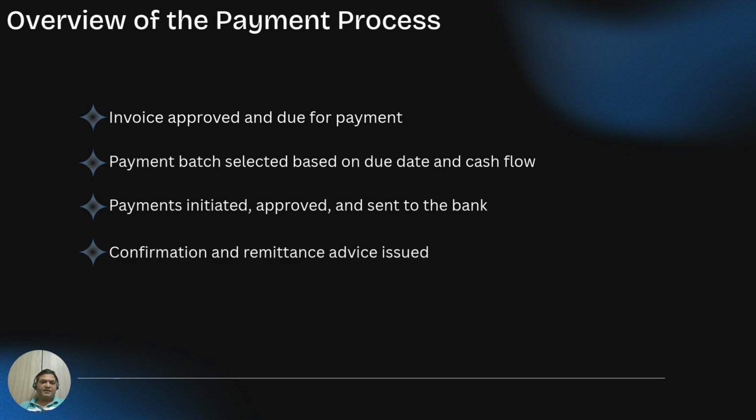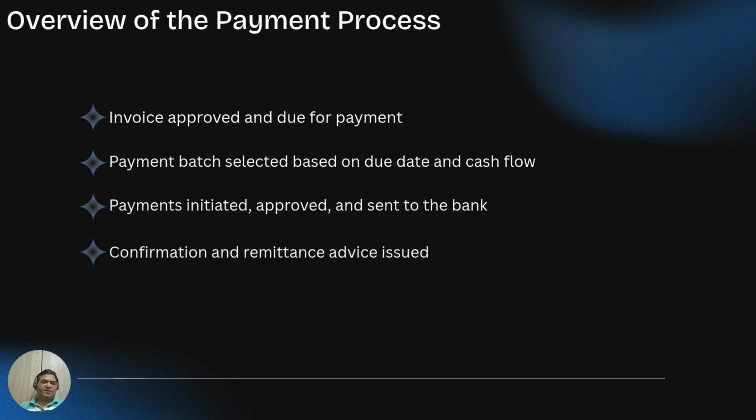Payment initiated, approved, and sent to bank, which means you validated everything. The payment is initiated, it is approved internally, and then once it is internally approved, it is sent to the bank for payments. Once it is sent to the bank for payments, a final confirmation and remittance advice is issued, which means we'll talk about these four steps once again.